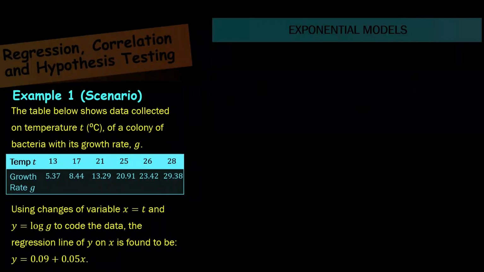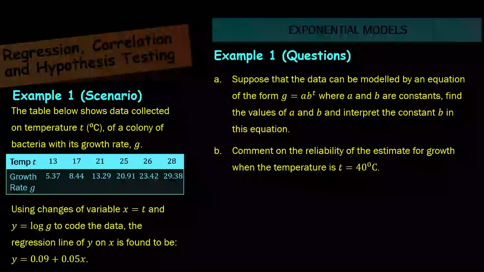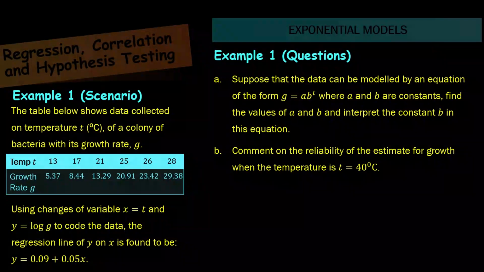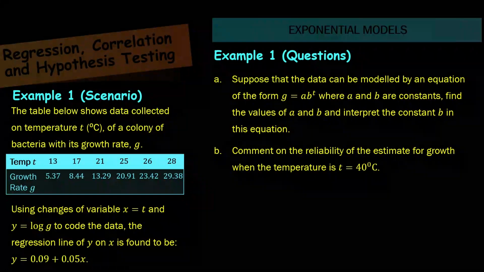Let's now take a look at an example. The table shows data collected on temperature T in degrees C of a colony of bacteria with its growth rate g. Using changes of variable x equals t and y equals log g to code the data, the regression line of y on x is found to be y equals 0.09 plus 0.05x. Pause the video and have a go at the questions shown on your screen. When you are ready to view the solutions, press play.